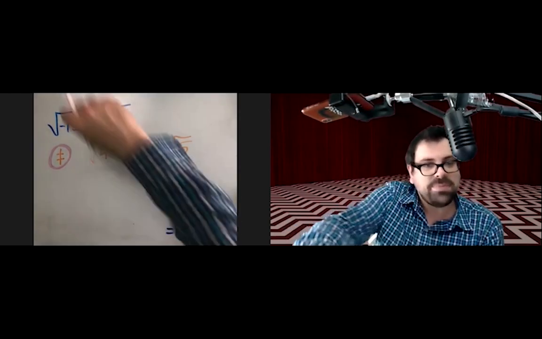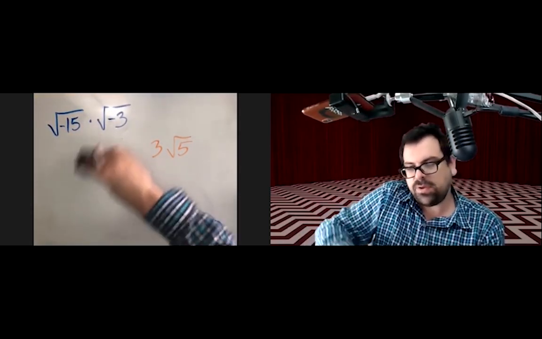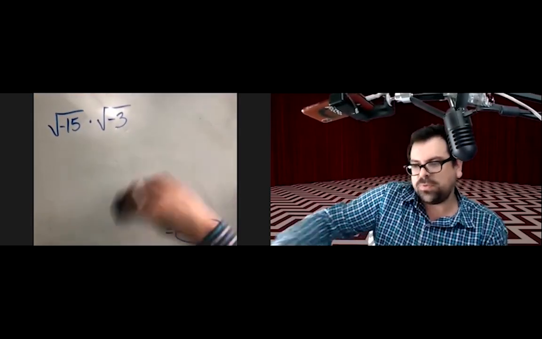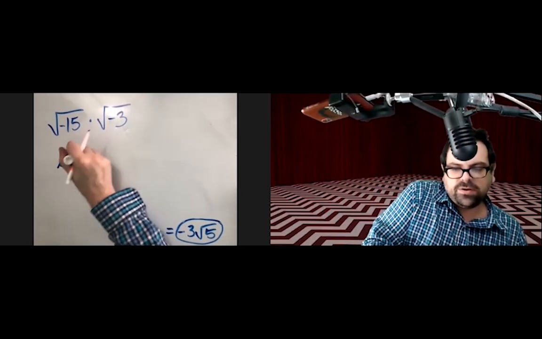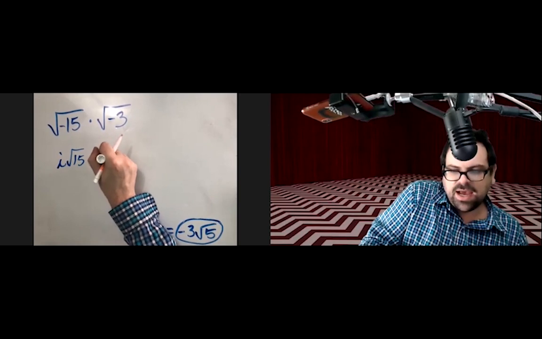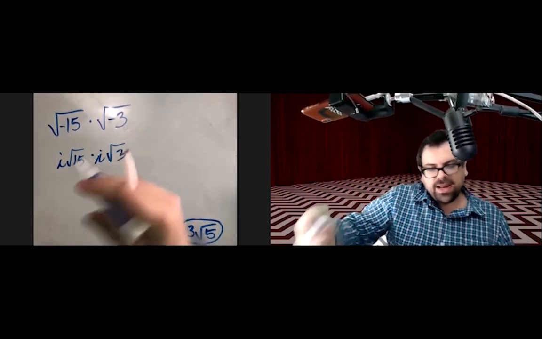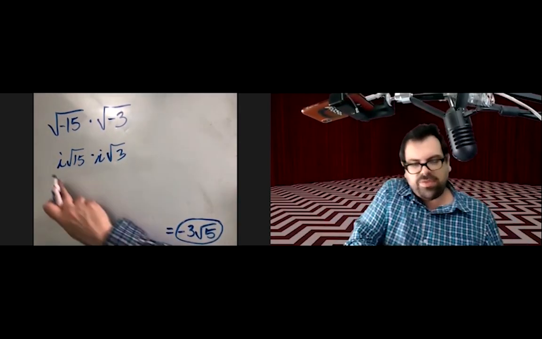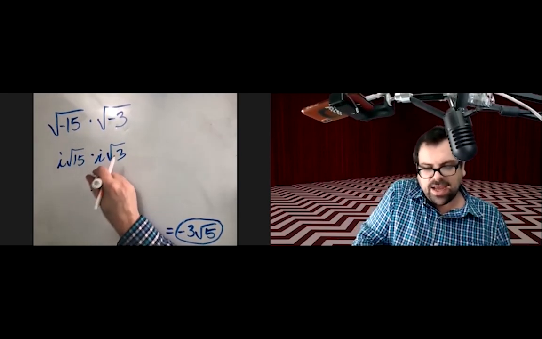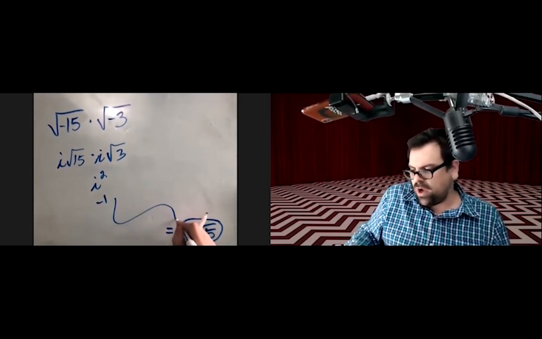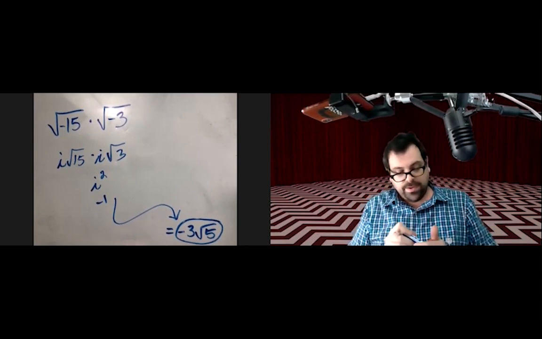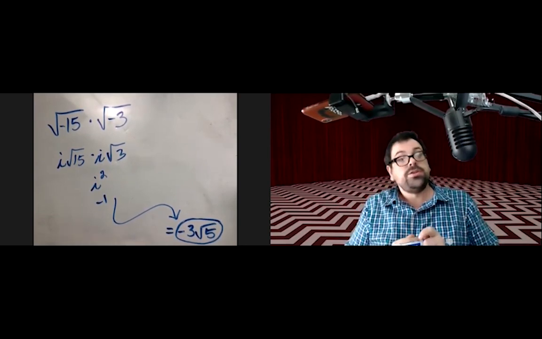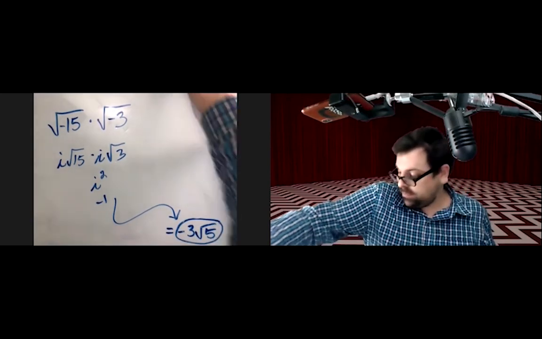because what has to be the first step? What is super de-duper important? I radical 15 times I radical 3. Then go on and do your stuff. But that I times I is I squared, which is negative 1, which is where that negative 3 comes from. Super duper important.